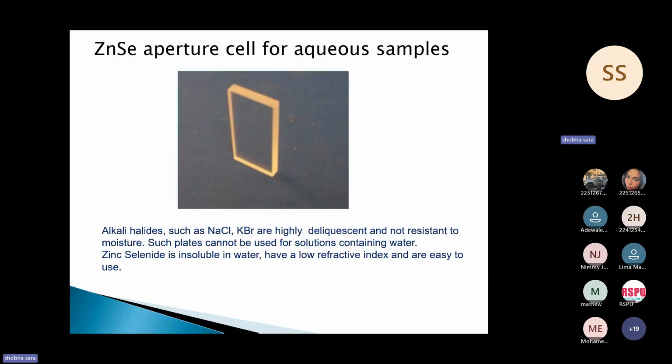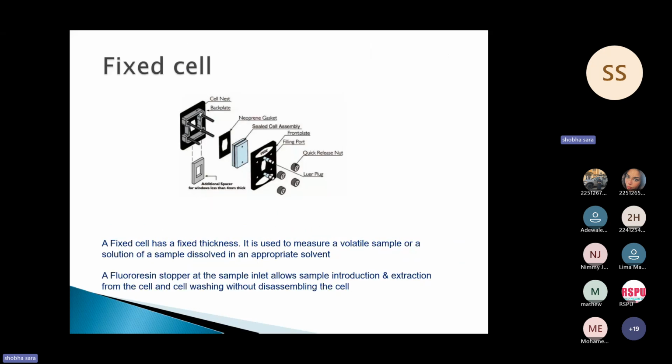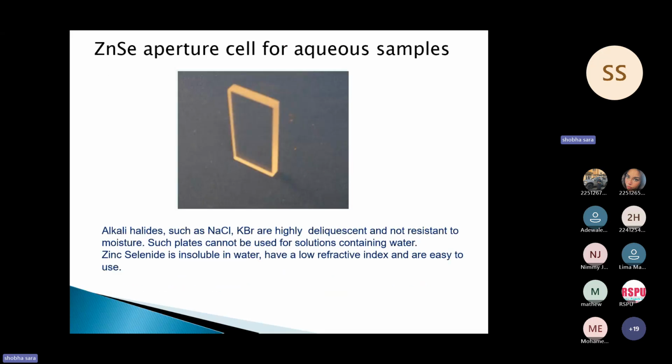And as I told you, KBr and NaCl are hygroscopic, so these cells will melt in water. If the sample contains water, there is another option, zinc selenide. This is not deliquescent, it is resistant to moisture. So if the sample has water content, we can use this zinc selenide cell for the analysis.